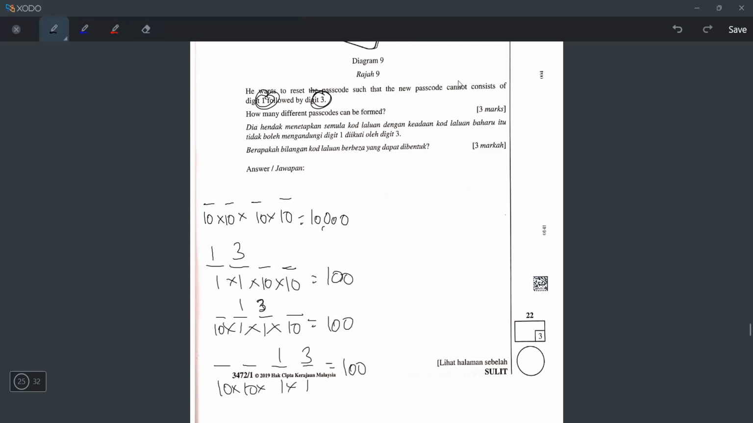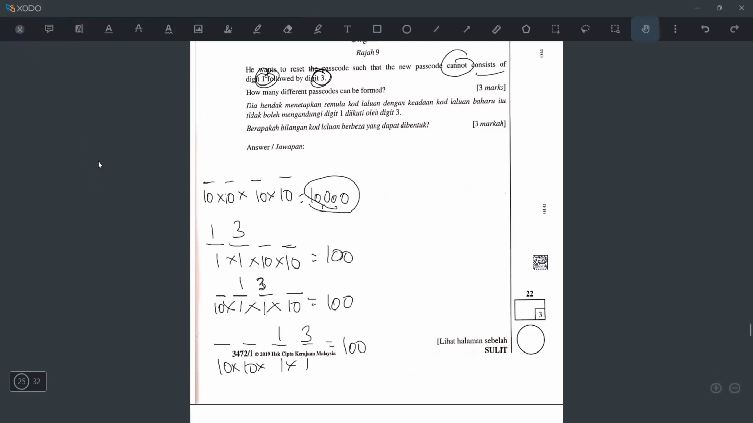But the question says, right, cannot consist of 1 followed by 3. So I'm calculating 1 followed by 3 so that I can take the total minus the ones that have 1 followed by 3, because the question says cannot consist of 1 followed by 3. So what I do, I calculate those with 1 followed by 3 first, and then I take 10,000 minus 100, 100, 100, which means minus 300. Okay, and then I will get the answer.